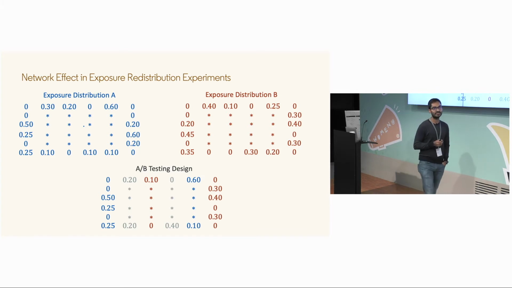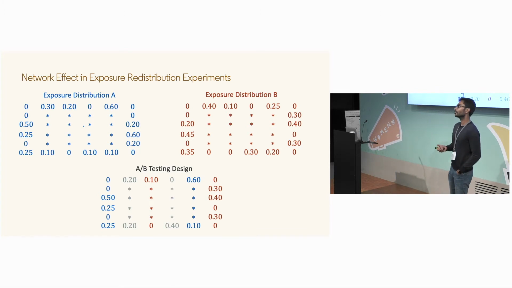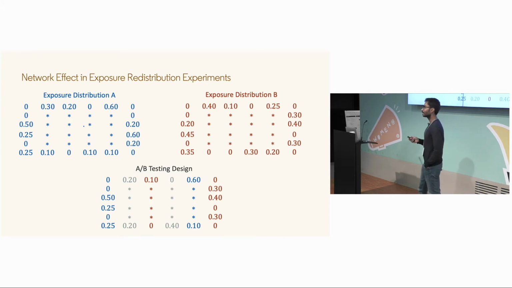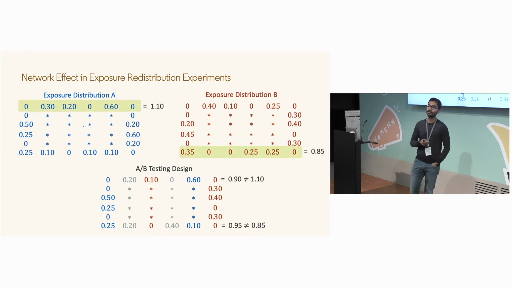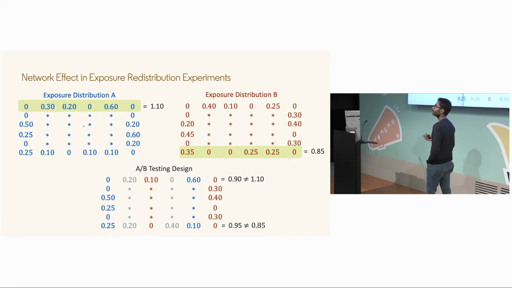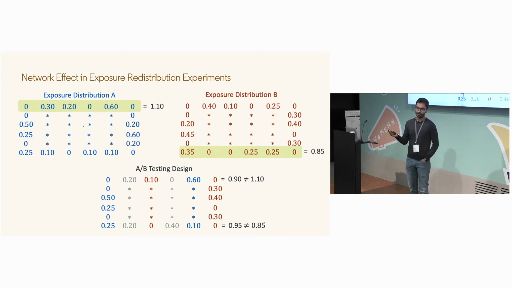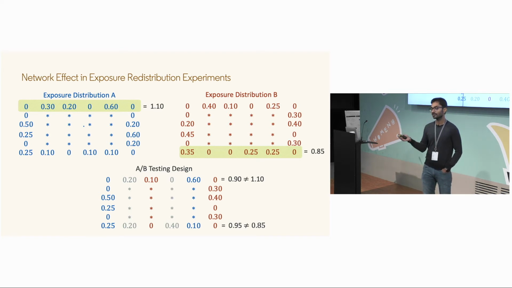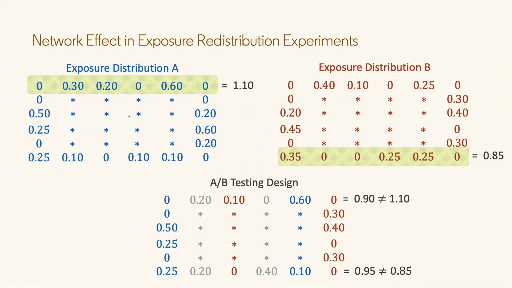The columns are matching with what they're supposed to be, but unfortunately, the rows are not matching. So what is the problem? The problem is that we don't have the total exposure for the creators. In this example, the first column, or the first member, belongs to treatment A, so their column sum is supposed to be 1.10, but what happens is that their column sum is 0.90, right? And the same happens for the last member who belongs to treatment B. I'm sorry, it's not the column sum, I'm talking about the row sum. So their row sum is supposed to be 0.85, but it's 0.95 in the A/B testing design.